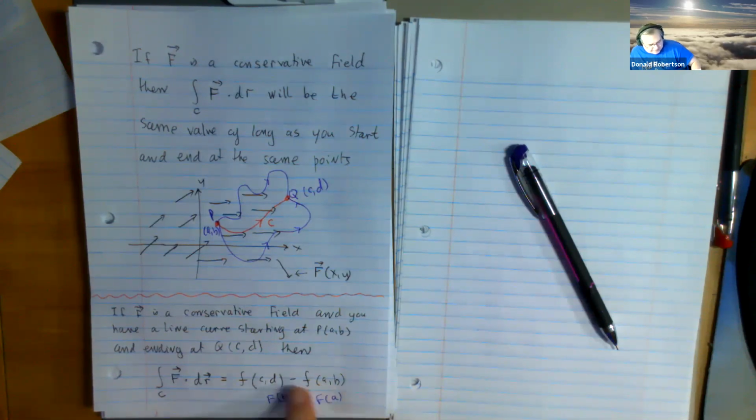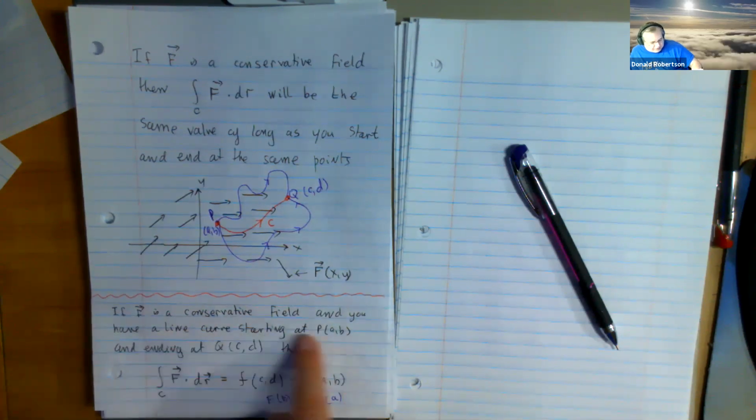So this little f is like the antiderivative of the vector field. And that is actually what we call the fundamental theorem of line integrals. It's essentially this.